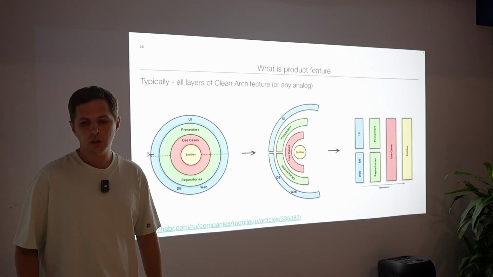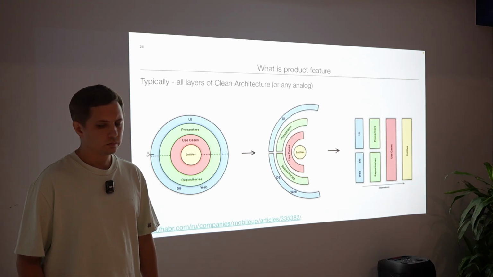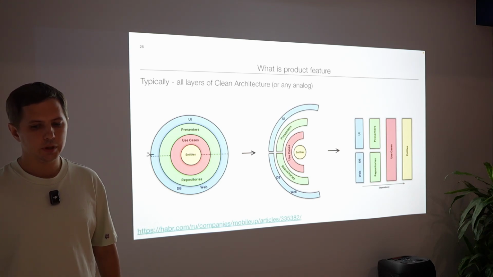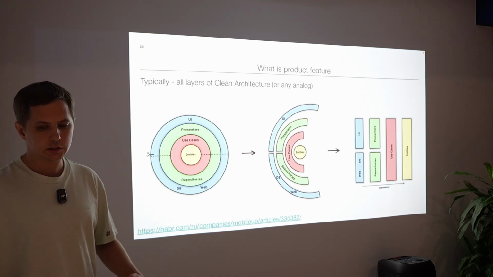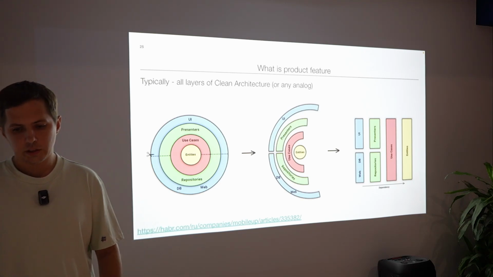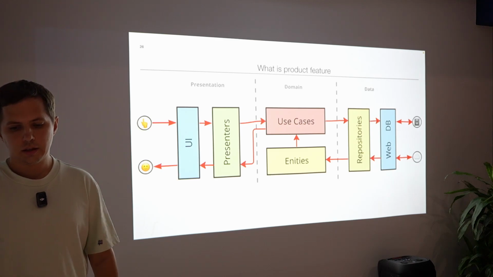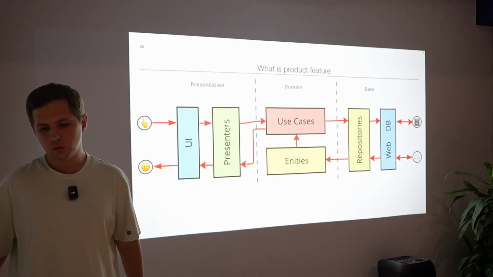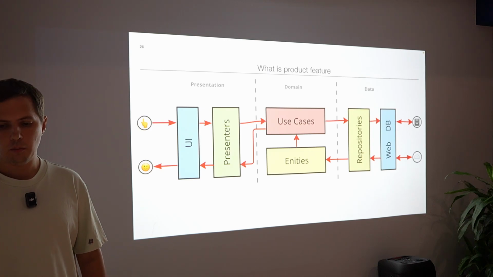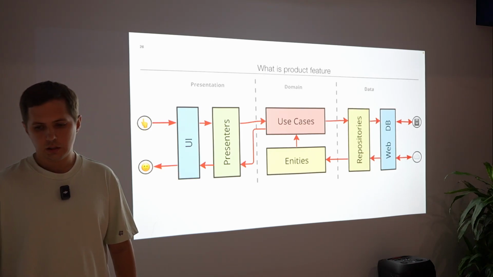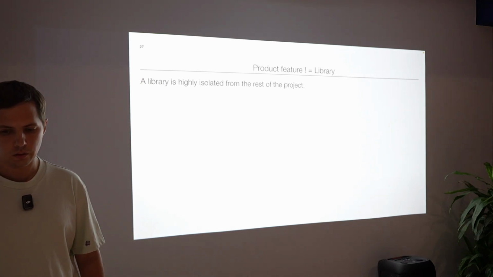Talking about product feature and what are the changes in comparison to library. So let's imagine that typically a product feature has all the layers in terms of clean architecture or any other architecture analog, and it contains UI, it contains some view logic, it contains some domain logic, and also some code related to data keeping in database, in network, and so on.